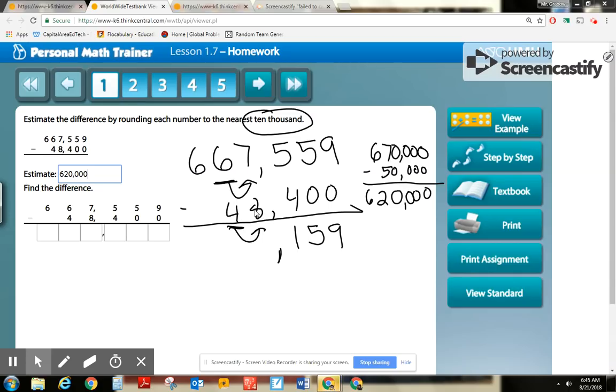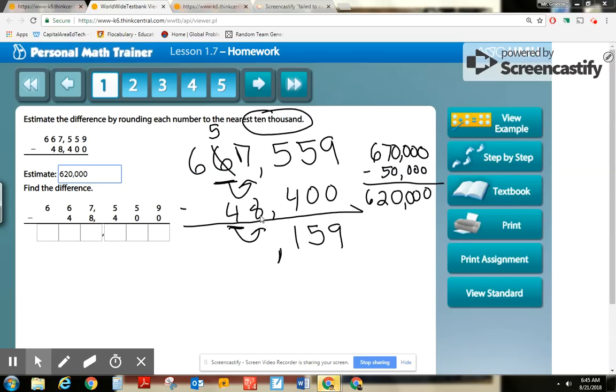7 take away 8 is not 1. You're not able to take away 8 if you only have 7. We get into negative numbers and that gets really goofy. So we have to go next door to borrow. I'm going to borrow from the 10,000s place and let the thousands place become 17. 17 take away 8.